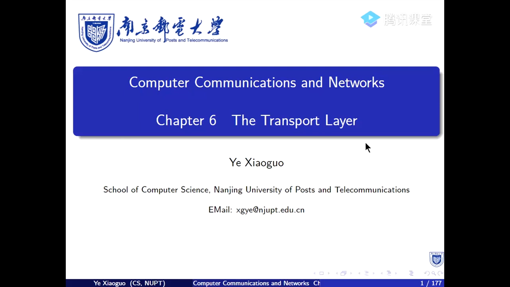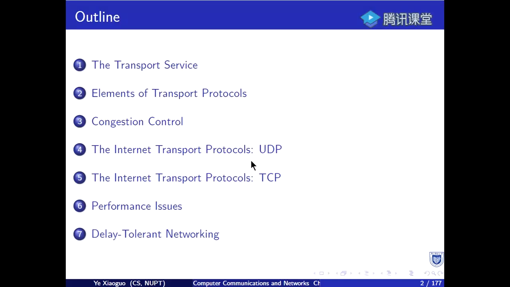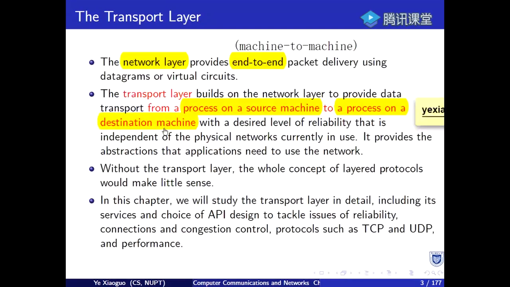Hello everyone. Today we will study chapter 6, the transport layer. We will study these knowledge points: transport service, elements of transport protocol, congestion control, the Internet Transport Protocols, UDP and TCP, and some performance issues.